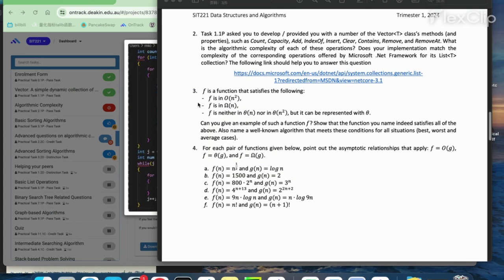Okay, the third question. I need to give a function. The function I give is f(n) equal to n log n, and we need to check whether this function fits those conditions.